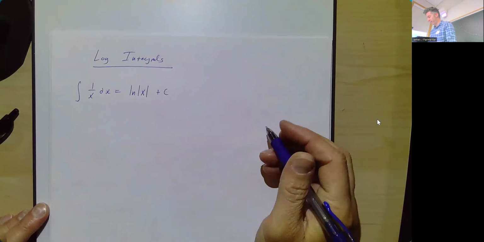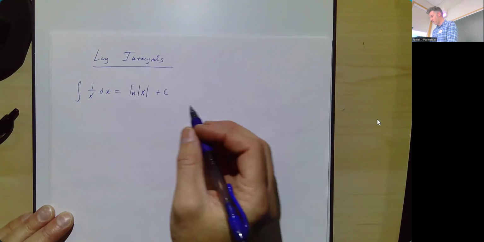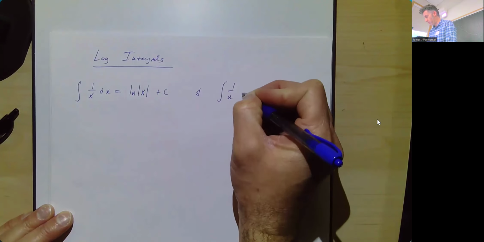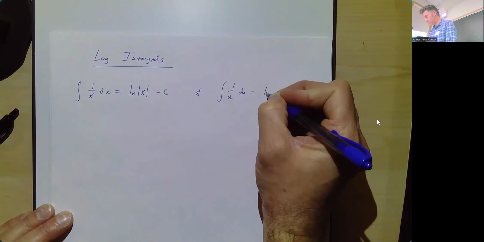Sorry. So I've got some examples I just want to point out. And the integral of 1 over u in the same sort of way is the natural log of the absolute value of u.